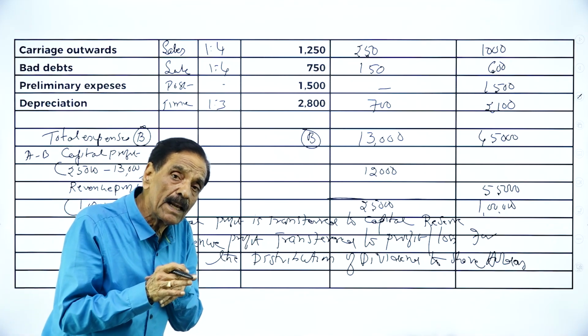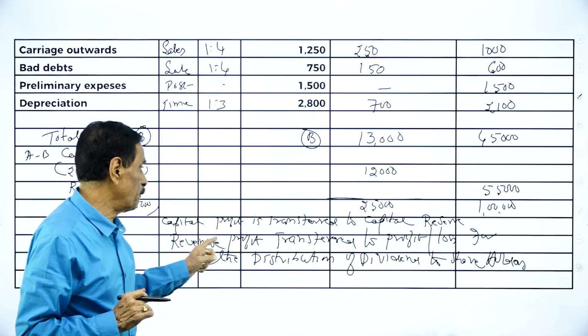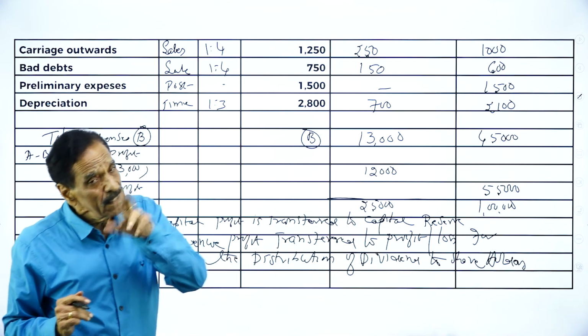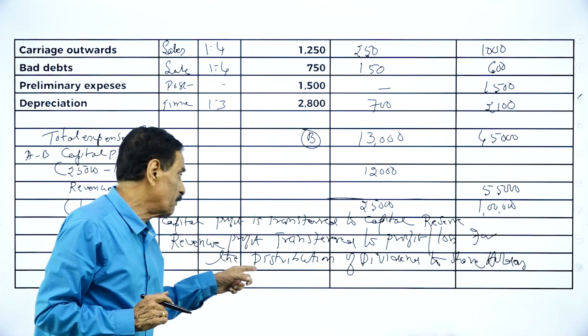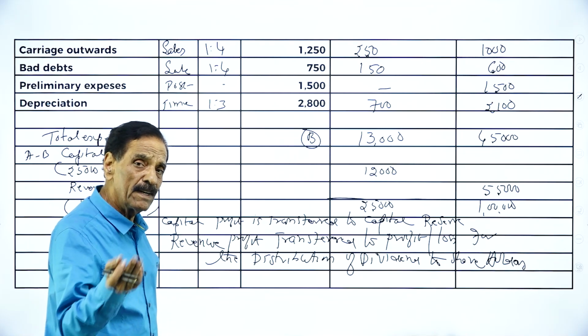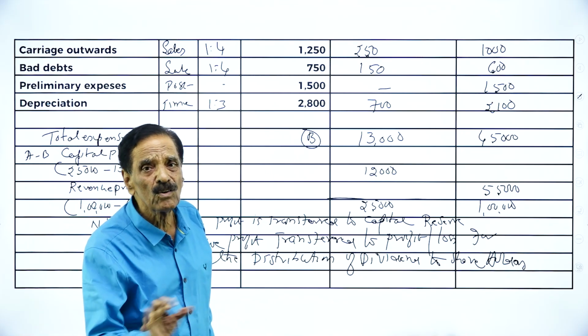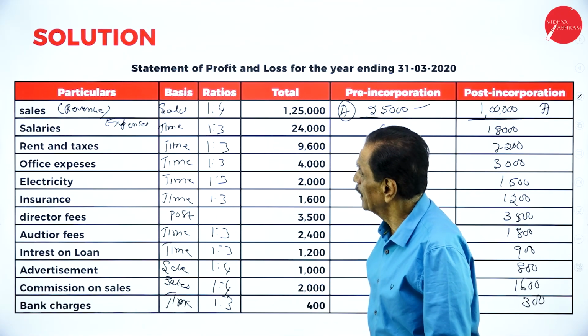If there is a capital loss, it will go to goodwill. Remember, capital profit is transferred to capital reserve. If there is a capital loss, it will go to goodwill. Revenue profit will be transferred to profit and loss account. If there is a profit, that will be distributed. If there is a loss, no distribution is there. So you have to remember what I did now.